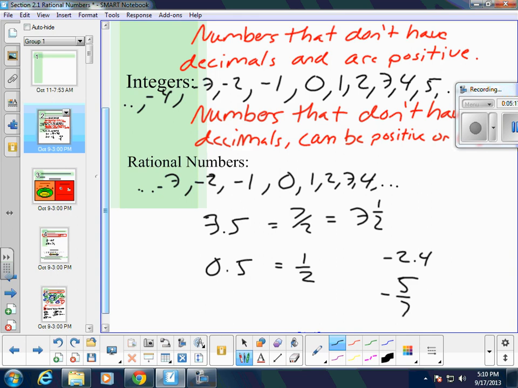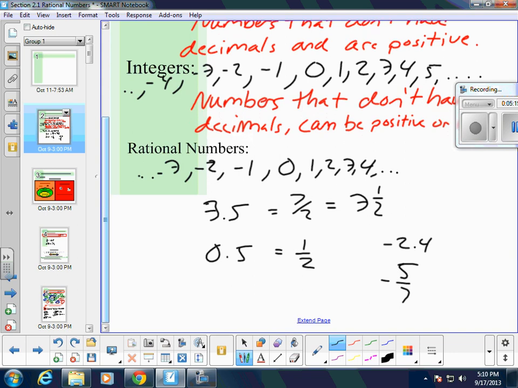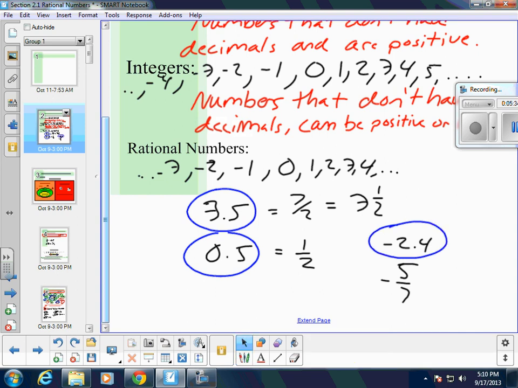One other type of decimal I haven't put up here yet that's still a rational number too. You can see these decimals right here. Decimal numbers can be rational, certain ones. You can see these ones that I have so far are all ones that we call terminating, or ones that end. Negative 2.4, 0.5, 3.5. Just one more example here.